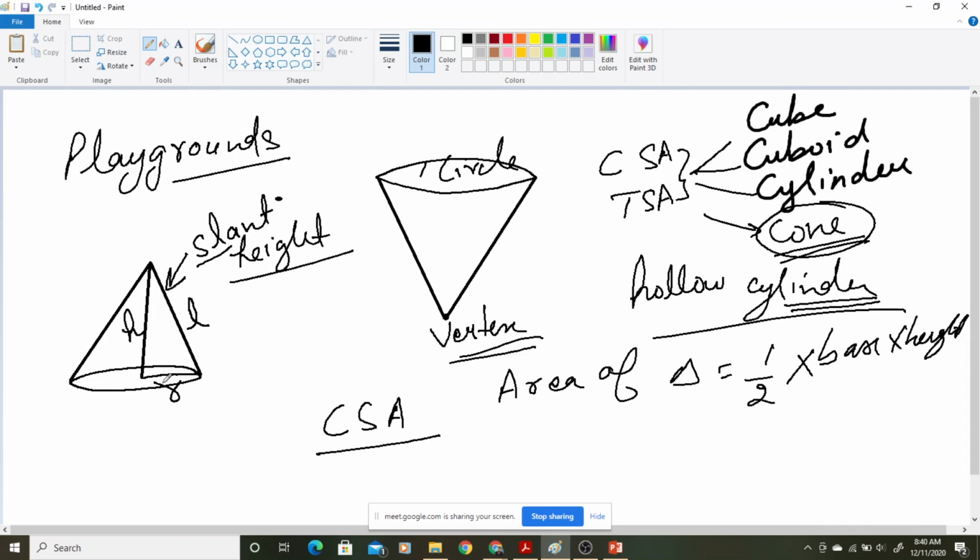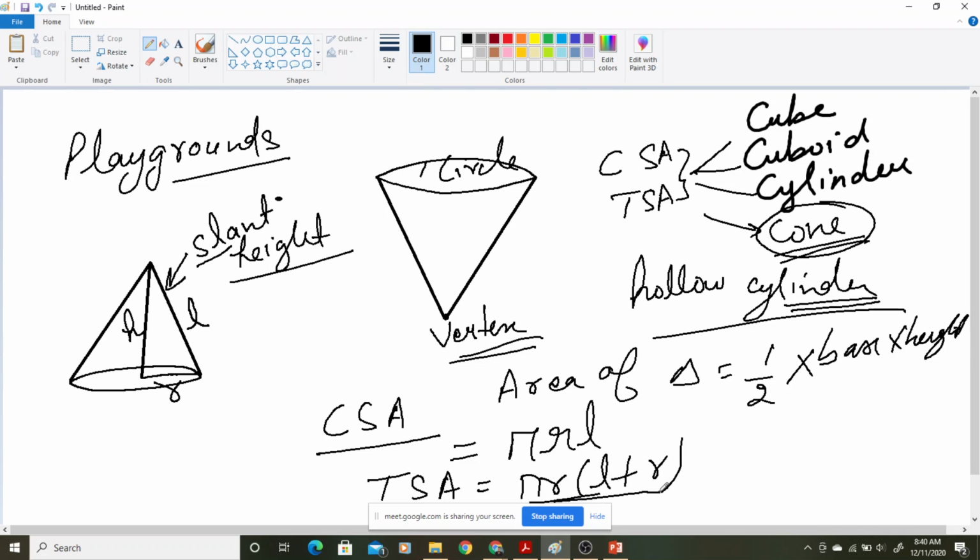We consider this L. And you know this CSA, if you have to find it for a cone, you will use the formula pi r L. And for TSA you will use the formula pi r (L plus r). Now from where did this pi r (L plus r) come?